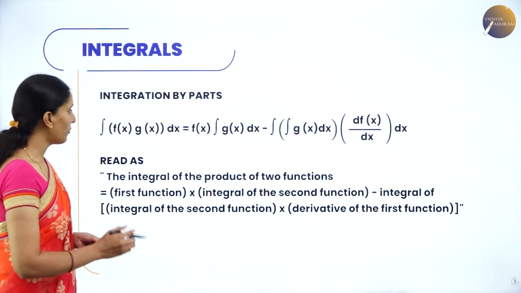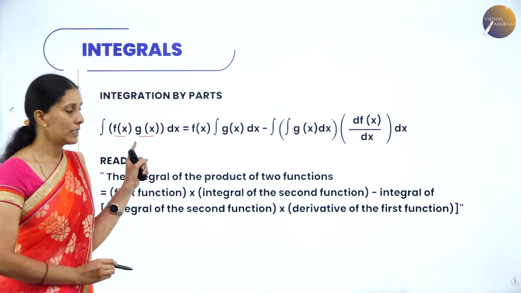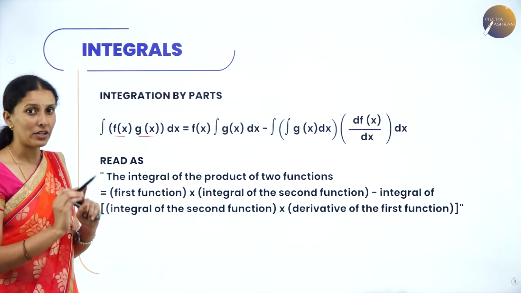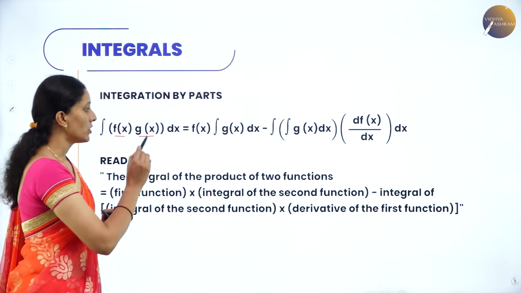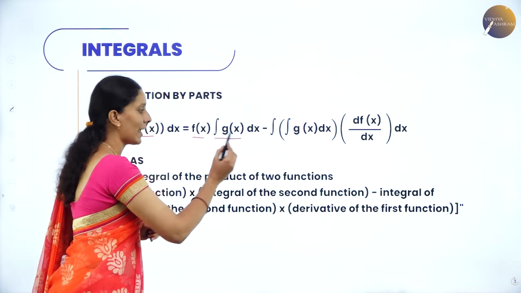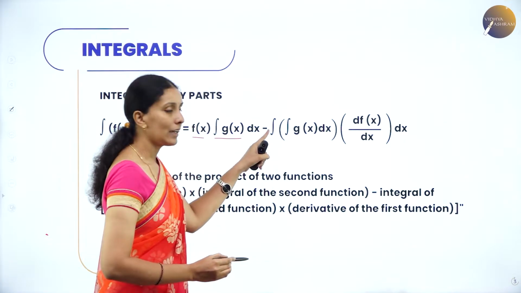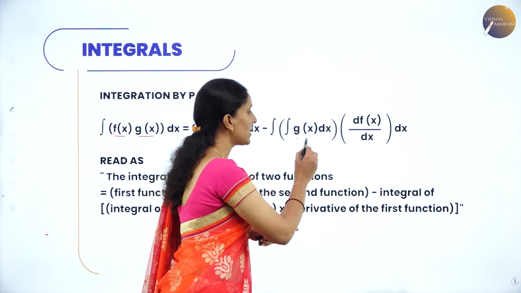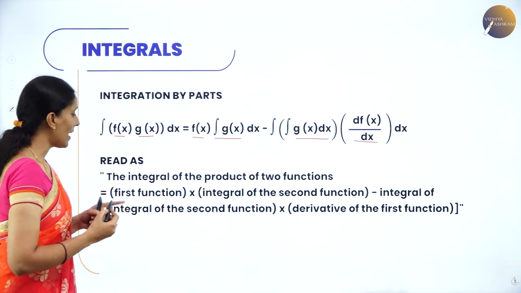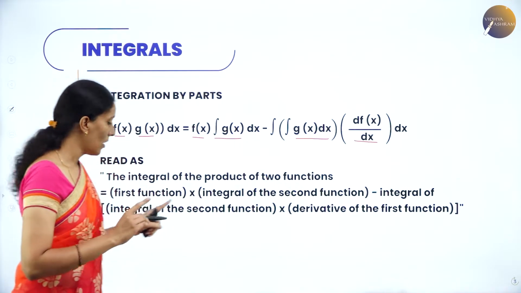Now suppose you have two functions f of x and g of x, and when you are going to integrate with respect to x, how are we going to write the function with integration? So the rule says: first function, integral of the second function with respect to x, minus integral of second function into derivative of the first function. So read it as, the integration of the product of two functions is first function.